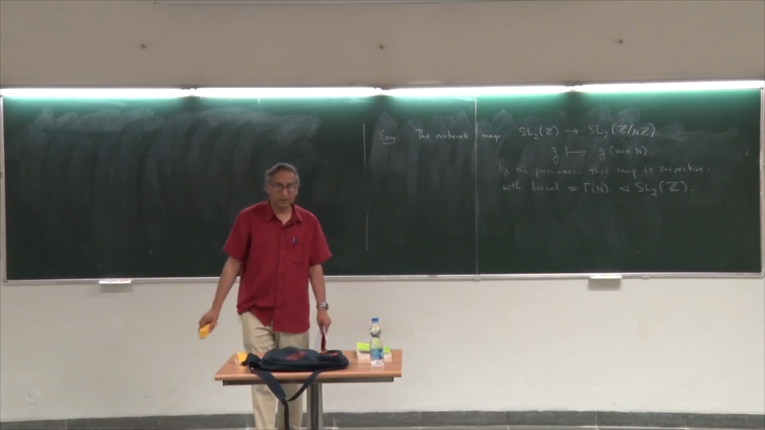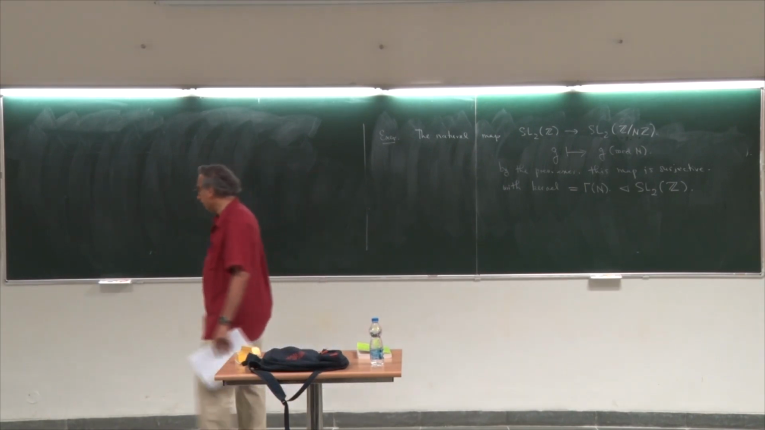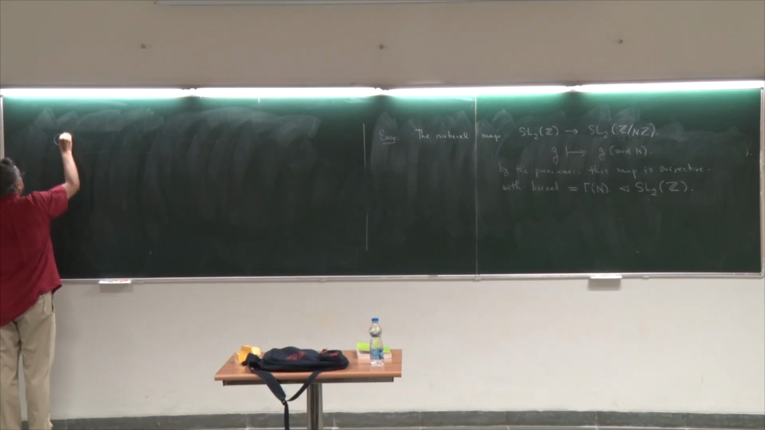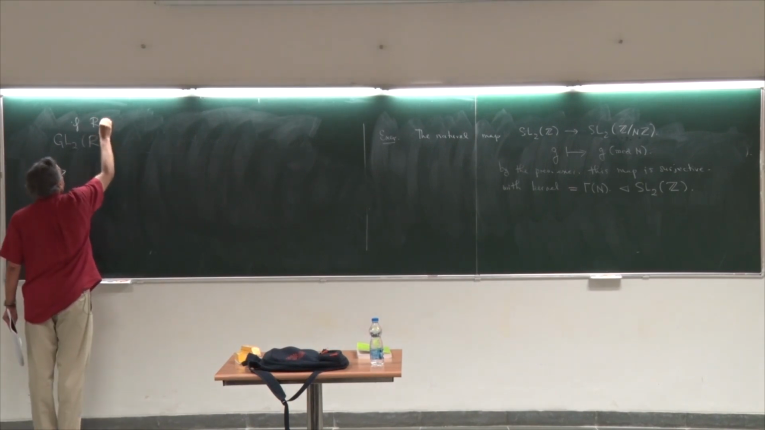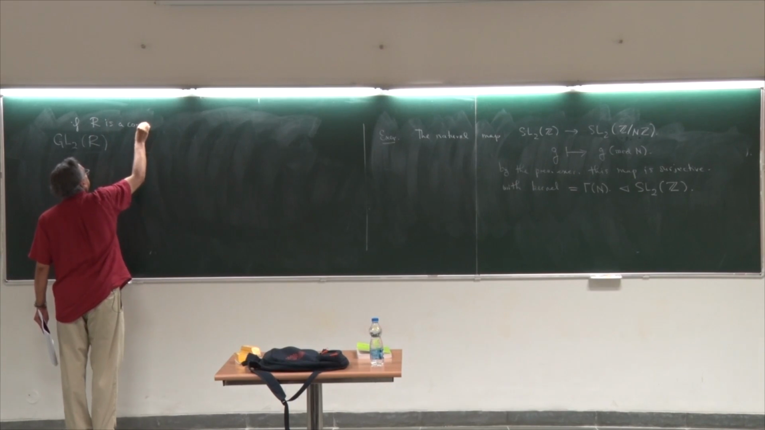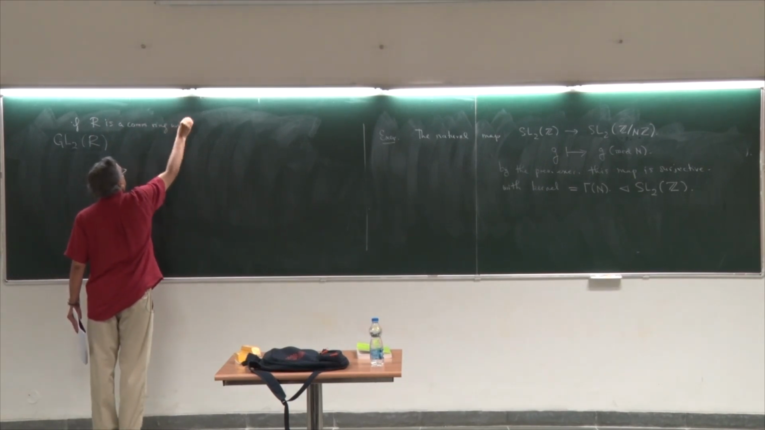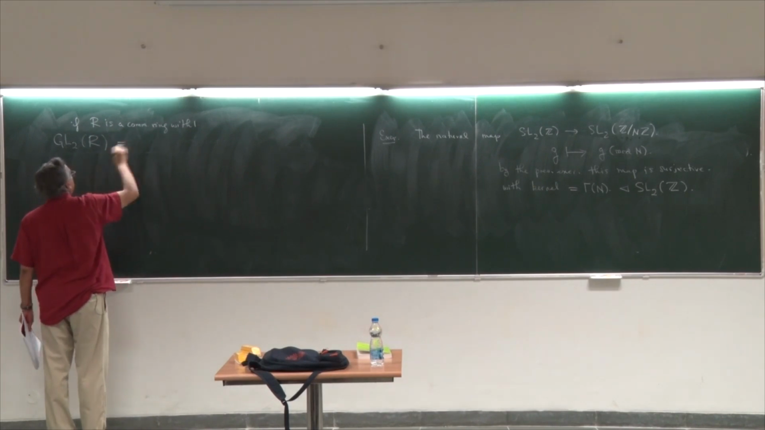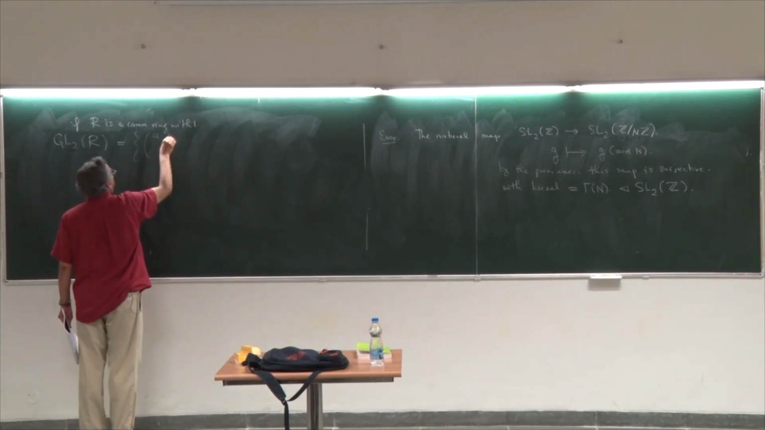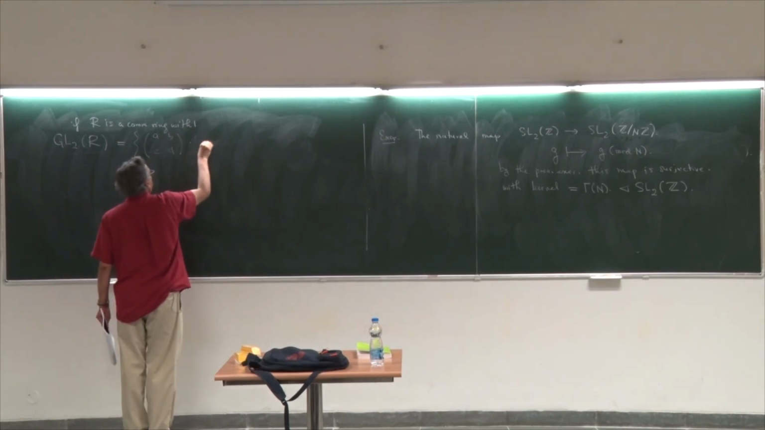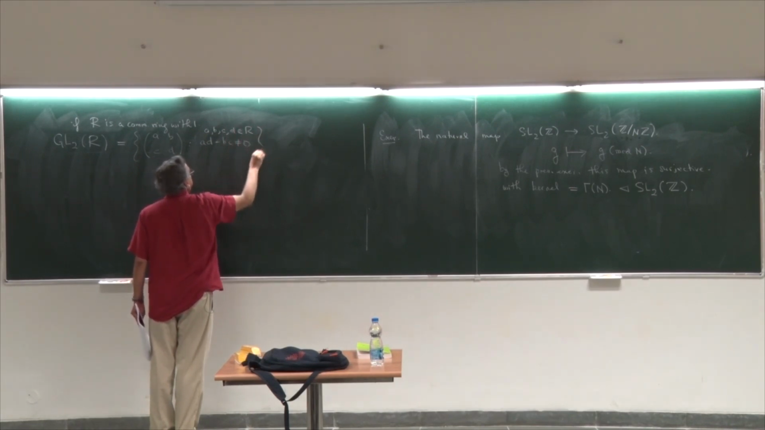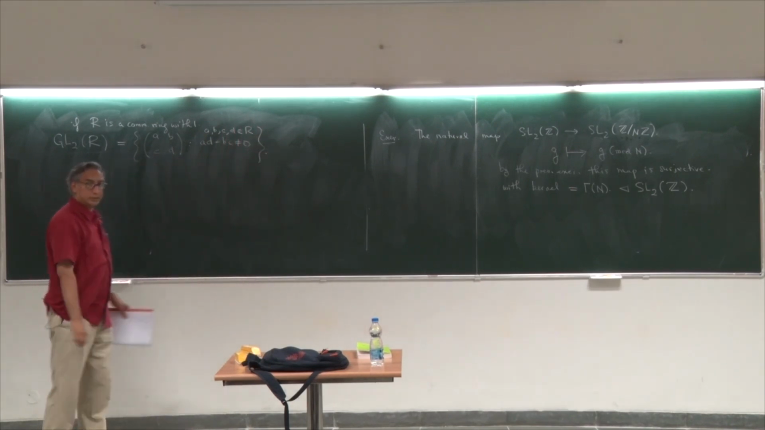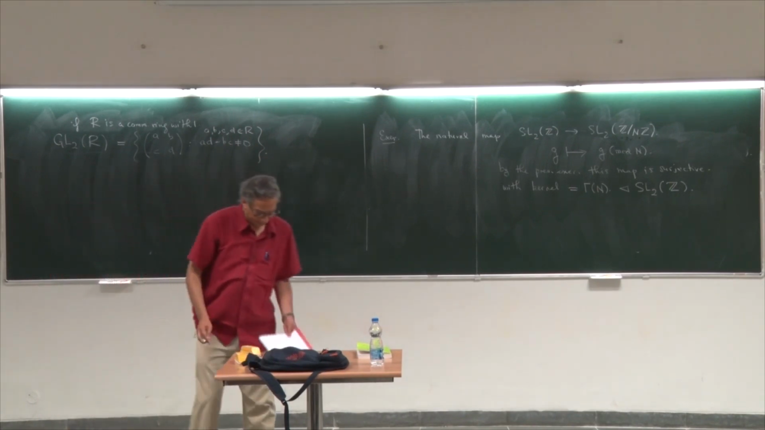Now, just as I talked about SL2R for any commutative ring R, we can talk about GL2R. So if R is a commutative ring with identity, we can talk about this collection of 2 by 2 matrices with AD minus BC not 0. So these are all the invertible matrices. And you can see that SL2R sits inside GL2R as a subgroup.